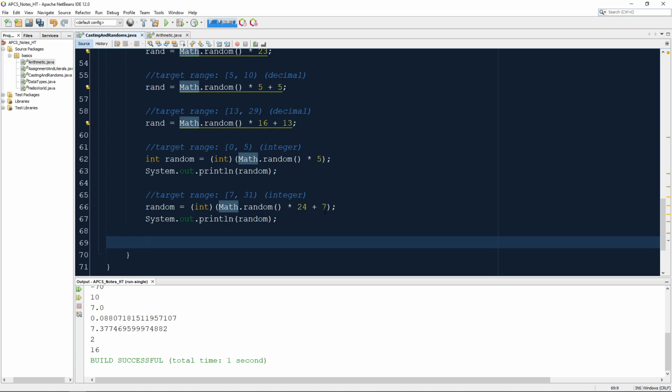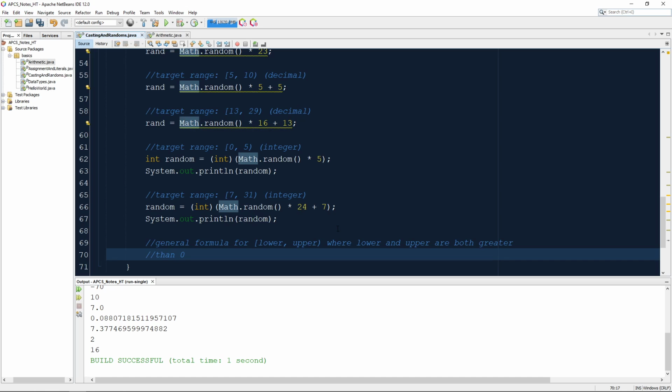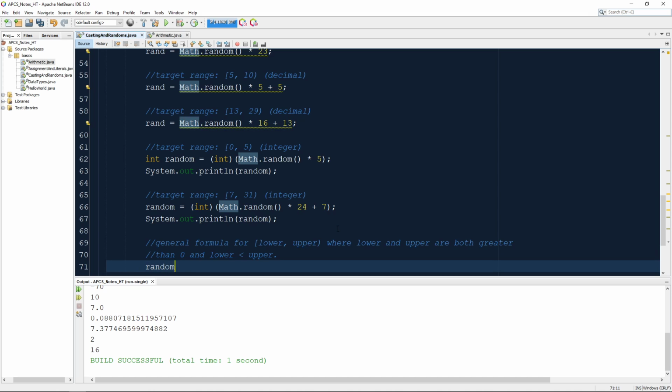So let's go ahead and try to make a general formula for integers where the lower bound and upper bound are both positive numbers. So a general formula for lower to upper, not inclusive, where lower and upper are both greater than 0, and lower is less than upper. We're going to make those two assumptions about our formula. So given that, what can our formula be? We'll say random is equal to.